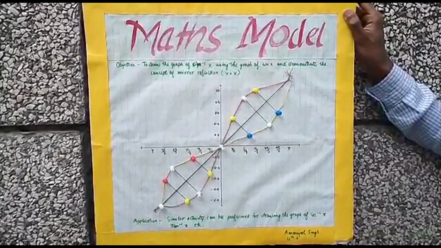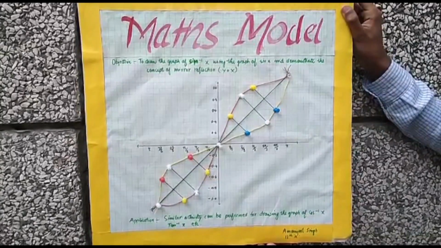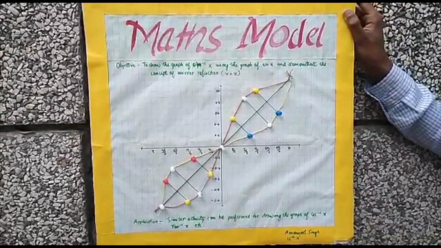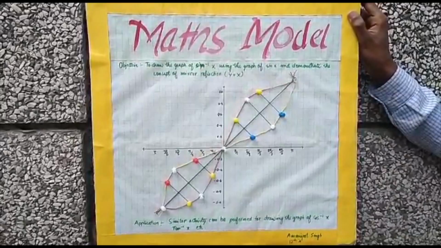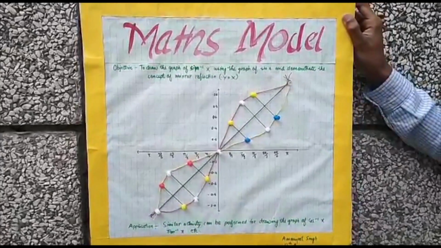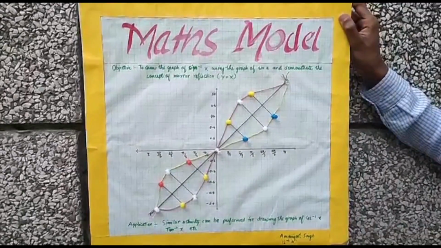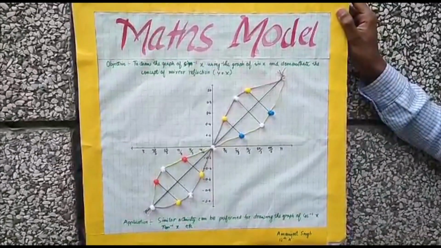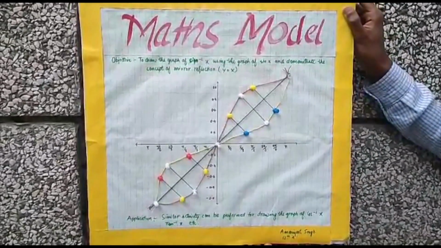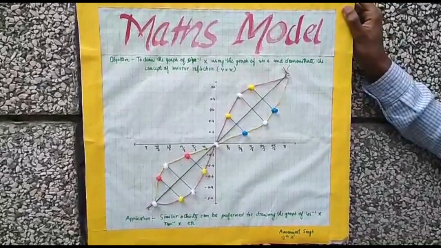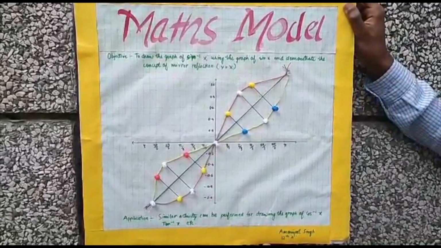Here I have taken different values of the sine function for different angle values, and the curve of sin x is represented here by red thread, as you can see. Then I have made a line y = x and drawn a perpendicular to y = x.